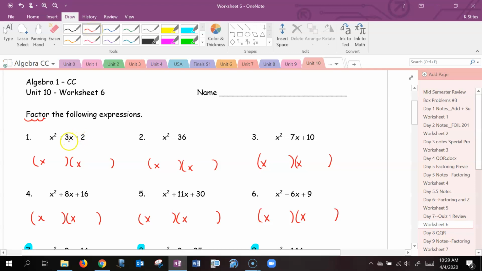Multiplying to 2, adding to 3. Well, the only numbers that multiply to 2 are 2 and 1, and they should both be positives. And again, you could have 1 and then 2. The order does not matter. Number 2, we're multiplying to negative 36. We are adding to 0, because again, there's a 0x in there. And those numbers will be a positive 6 and a negative 6.